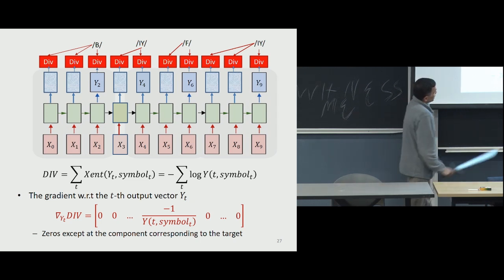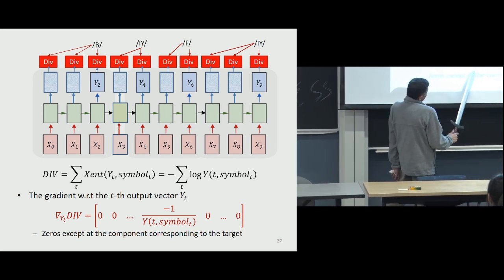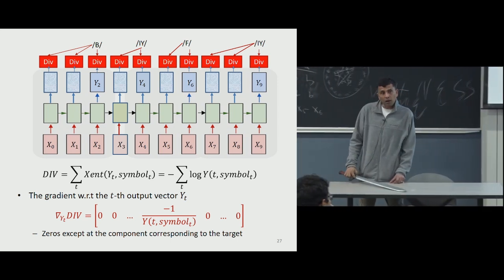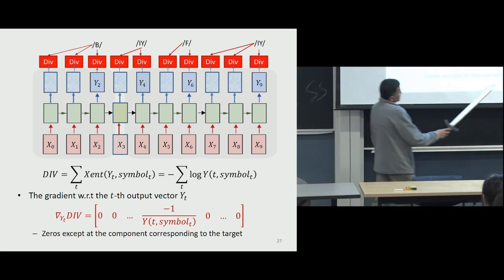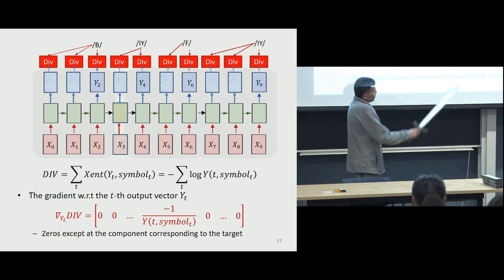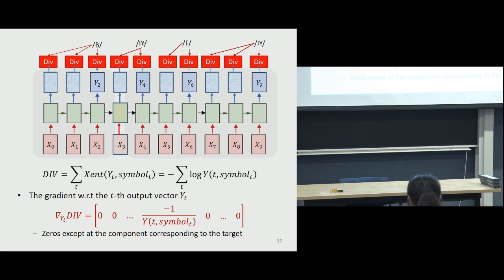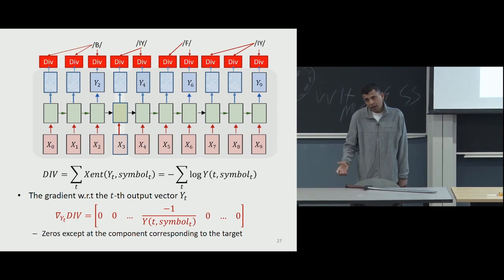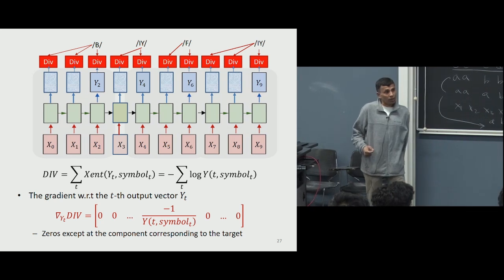And that derivative, if I define things in this manner, the derivative of the divergence with respect to the output at each time is simply going to be a vector of zeros except one component, the component corresponding to the target symbol, and that one component is simply going to be -1 over the computed probability for that symbol. Now this looks just like your standard cross entropy divergence when the target is one-hot, right?